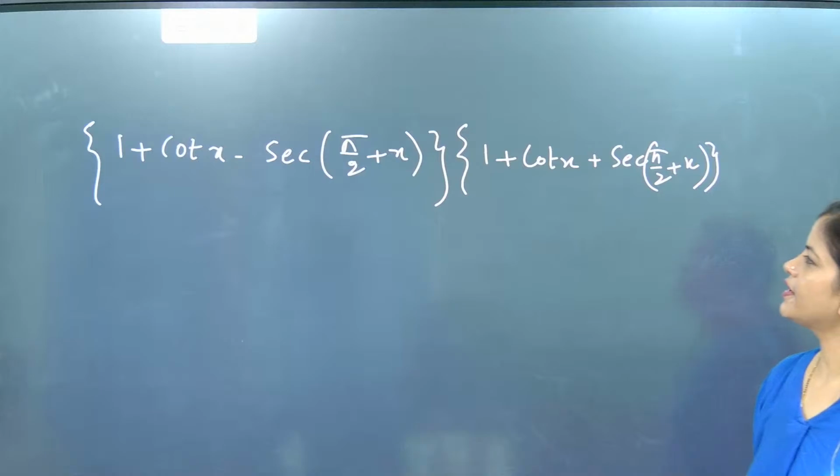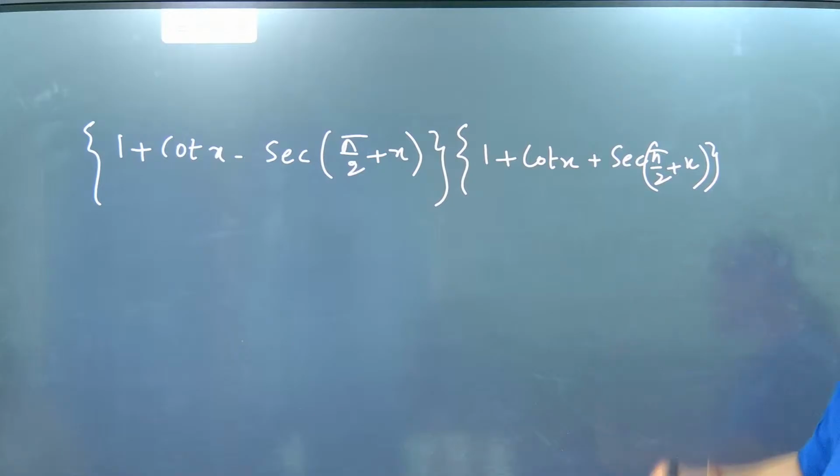So 1 plus cot x minus secant pi by 2 plus x, 1 plus cot x plus secant pi by 2 plus x will be equal to what?